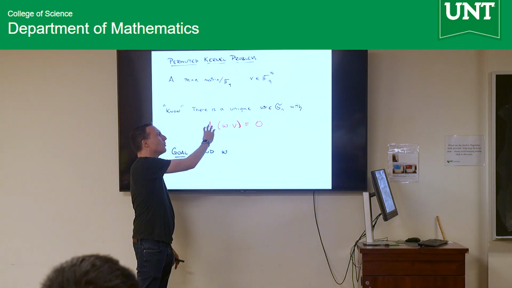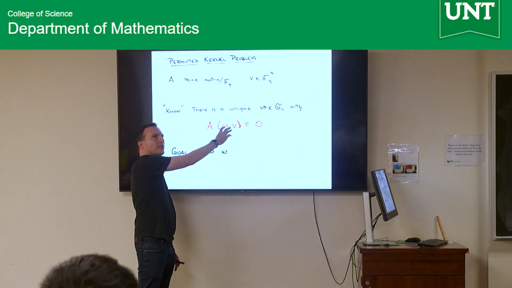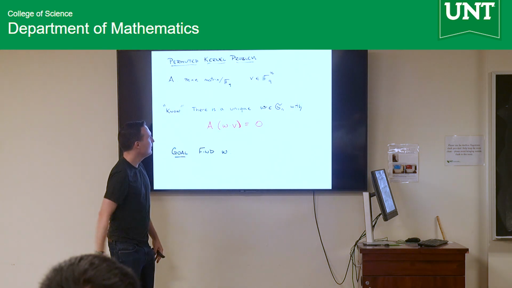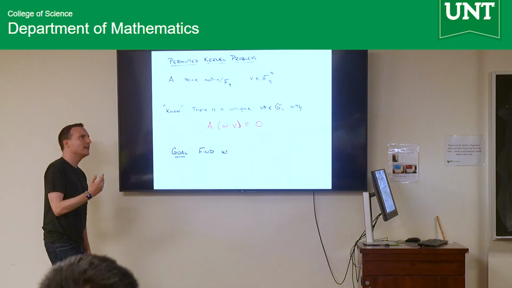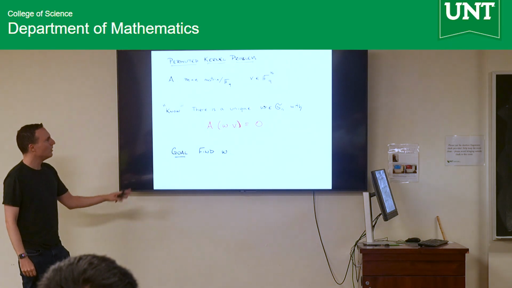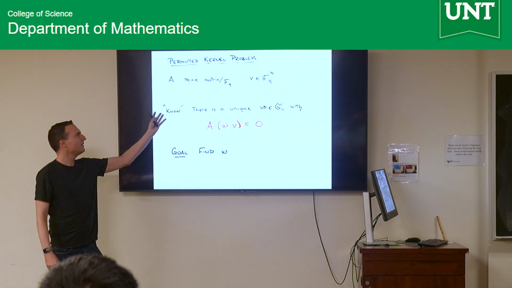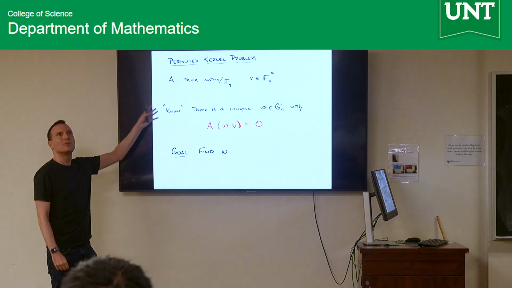W in Sn such that if I permute the entries of V according to W, A times this permuted vector WV is equal to 0. So the permuted vector is in the kernel. We have the permuted kernel problem, and the goal is to find W. And this "know" really is in quotation marks.